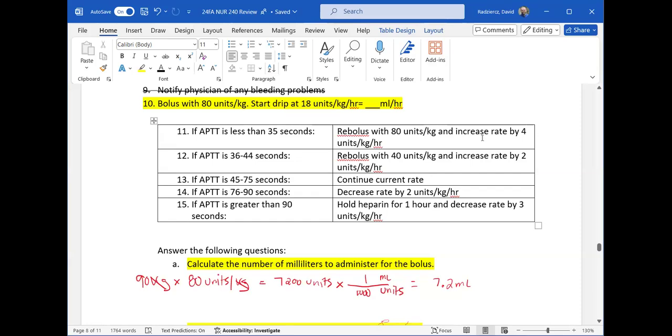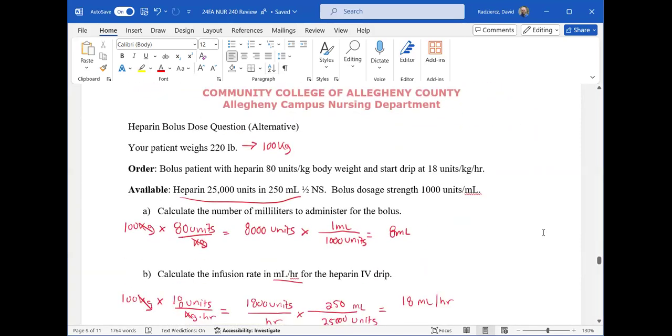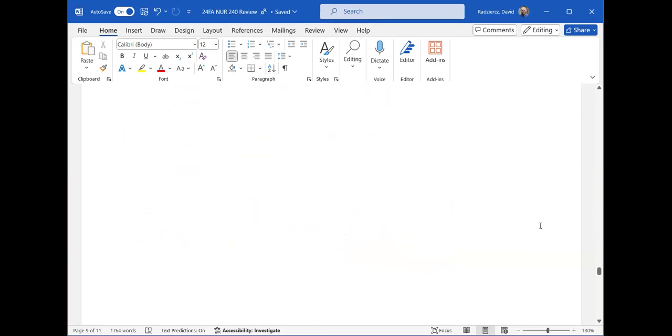Like we started off with a rate of 18, and if it tells you to increase the rate by 4, then you would go 18 plus 4, which would give you 22, and then you'd calculate your milliliters per hour based off of that increase. Or the most likely scenario is this rebolus with 40 and then increase the rate by 2. So if you've ever seen me work through a heparin protocol where I mentioned the 20 units per kilogram per hour, most likely I'm using this scenario with the rebolus and then increasing the rate. But I didn't see that in your work or in your packet, so I'm not even going to spend time worrying about it too much.